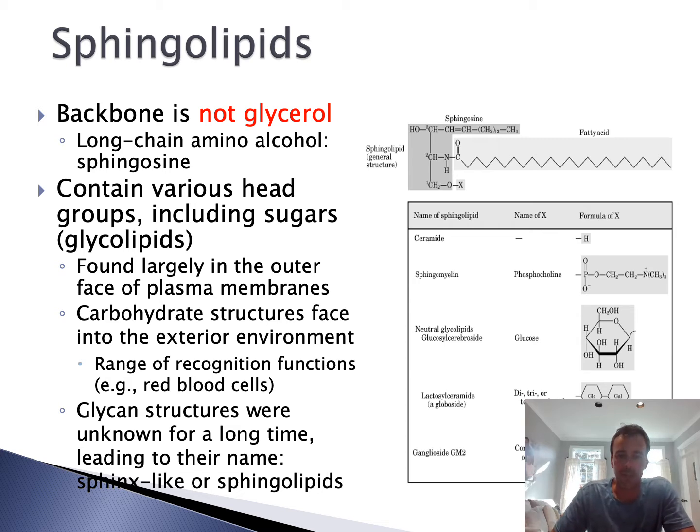These sphingolipids are found largely in the outer face of the plasma membrane. They can have carbohydrate structures that attach to them that face into the exterior of the environment, and this is where we get our red blood cells for recognition of blood type, as I've discussed in the past. Interestingly, sphingolipids got their name from the fact that they were sphinx-like, just because they were unknown for a long time, so that's why they were originally called sphingolipids.